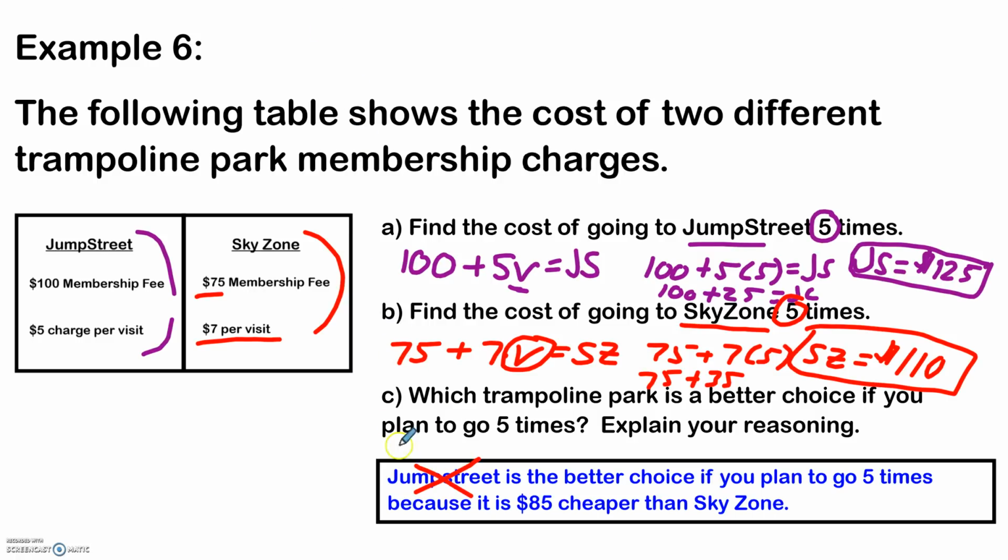So actually, what we should have seen is Sky Zone is the better choice. Hopefully you're paying attention there, because Sky Zone is actually going to be, if it was $125 to $110, we're talking $15 cheaper than Jump Street. So again, our final answer was that Sky Zone's the better choice because you're going to save some money by going.